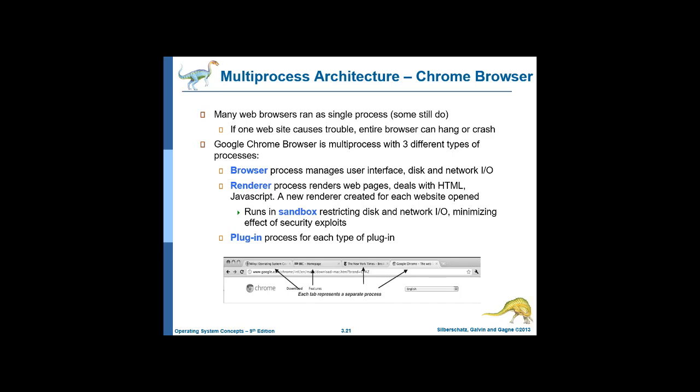Finally, there is a process for each type of plugin. For example, a plugin can be a PDF plugin for reading PDF files. It can be an image reading plugin, a Flash plugin, a Java plugin, or any other application which is not present in the browser, but is used as a plugin to load that application or that type of data. So three main types of processes exist in Chrome.